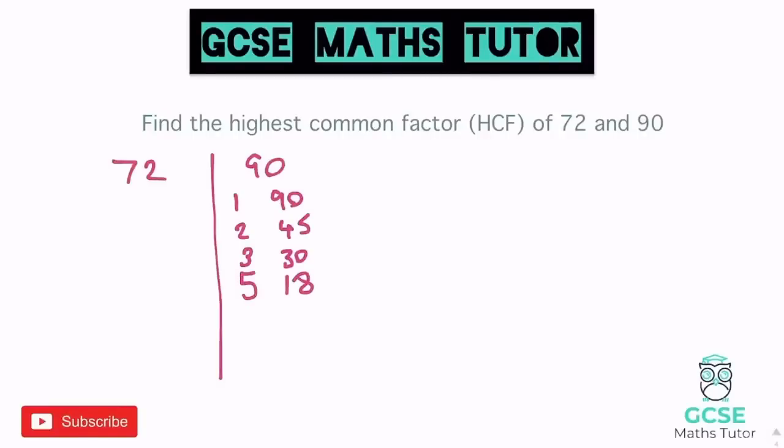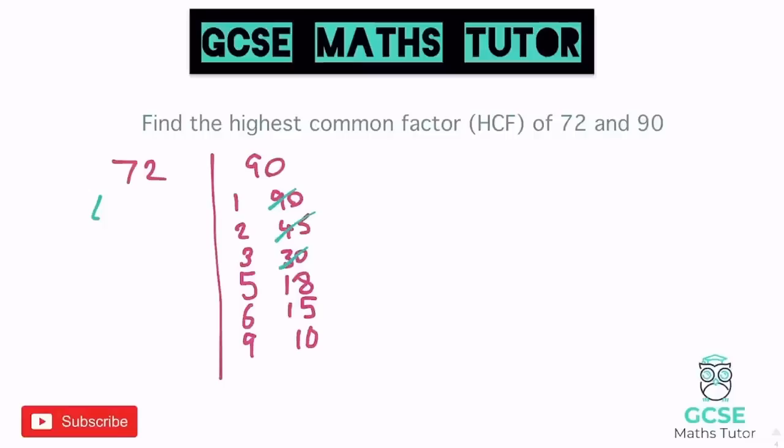6 goes in, let's have a think, 15 times. 7 doesn't, 8 doesn't, 9 does. 9 and 10, now the numbers are right next to each other, so there's no more to look at. So starting with the biggest, let's have a look which one goes in. 90 doesn't, 45 doesn't, 30 doesn't go into 72, does 18. 18 actually goes in 4 times.